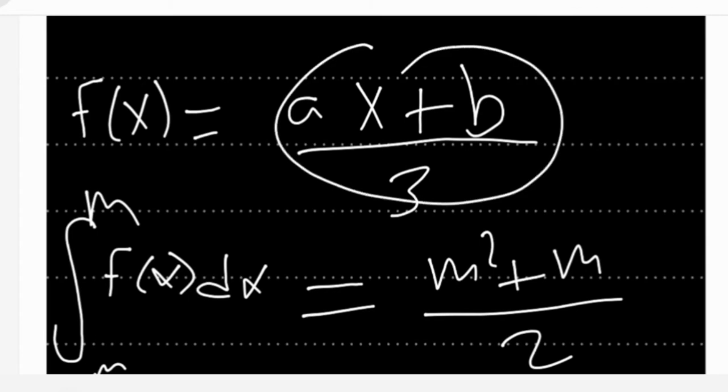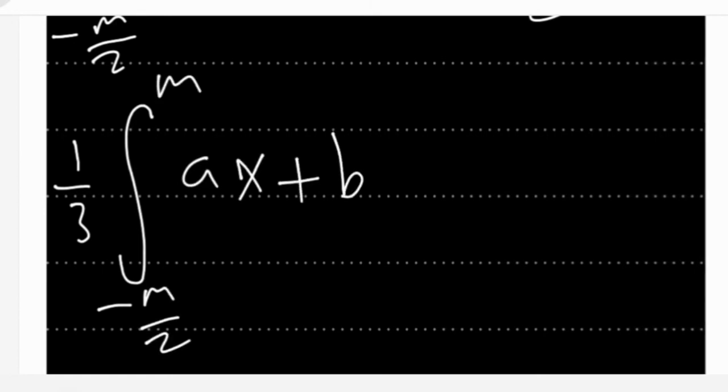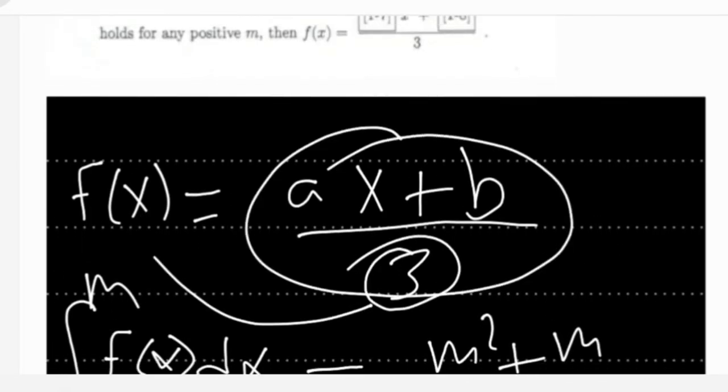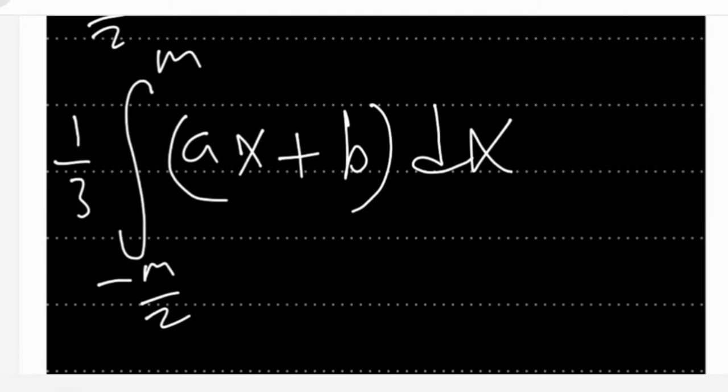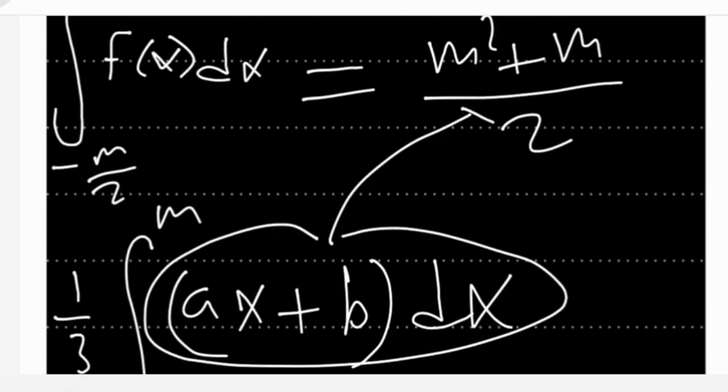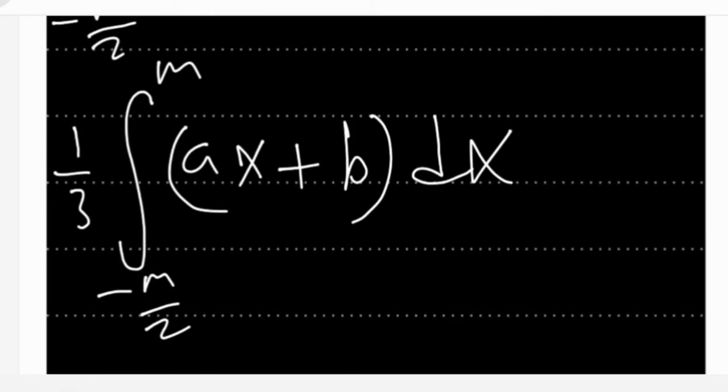Okay, so let's integrate from minus m over 2 to m. f of x is (a x plus b) divided by 3. The 3 is a constant, so I'm going to take it outside of the integral to make it easier. So we have 1 over 3, the integral of a x plus b dx. Remember, the integral of this must be similar to the given expression. We are going to compare it later.